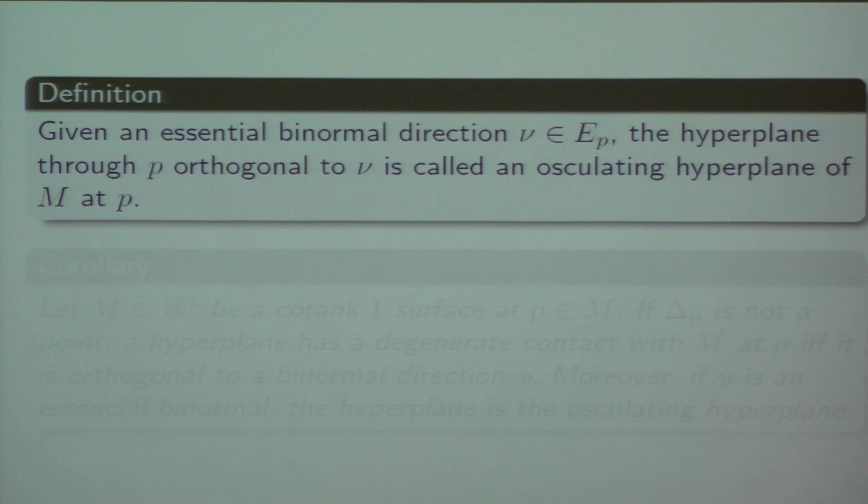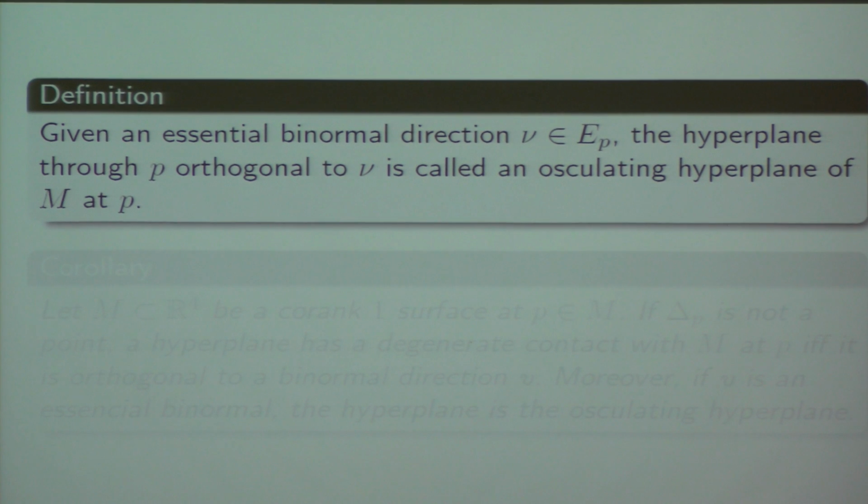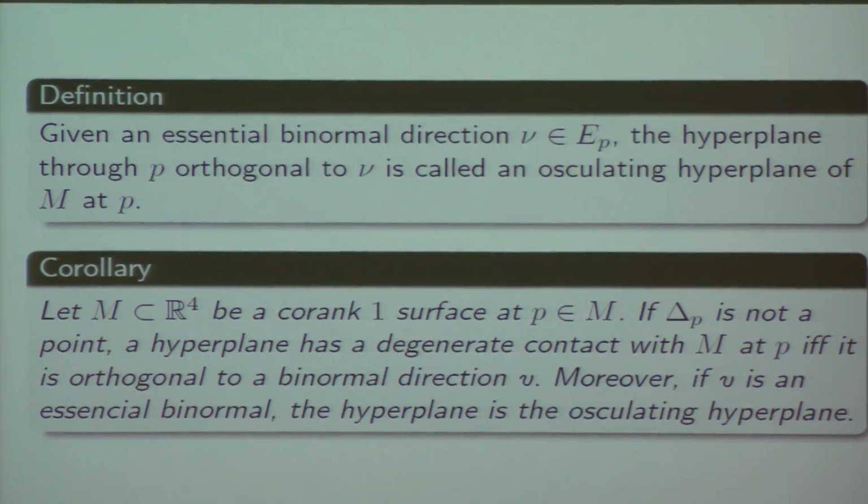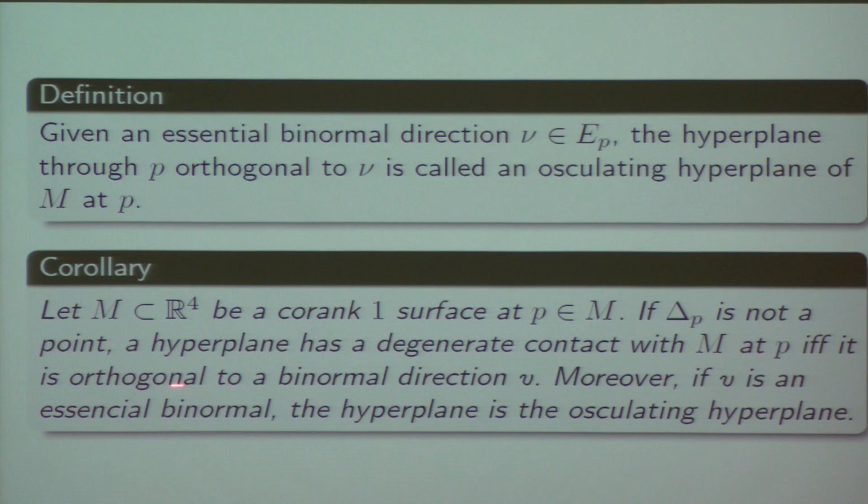A hyperplane through P and orthogonal to an essential binormal direction is called an osculating hyperplane. Having in mind the previous result and this definition, we have this consequence. If delta p is not a point, a hyperplane has a degenerate contact with M at P if and only if this hyperplane is orthogonal to a binormal direction V. Moreover, if V is an essential binormal, the hyperplane will be the osculating one. And well, that's all.